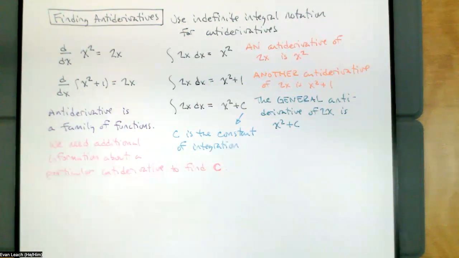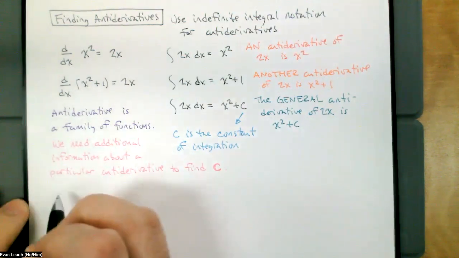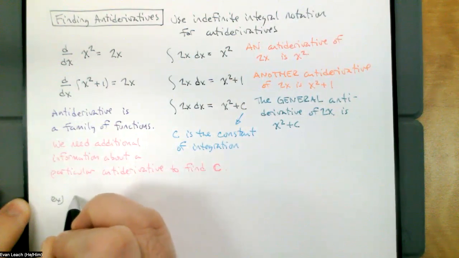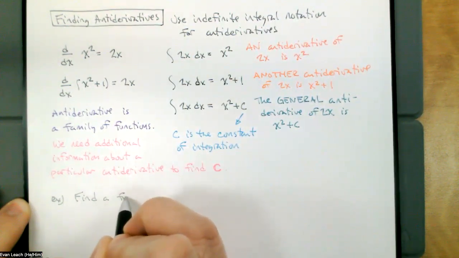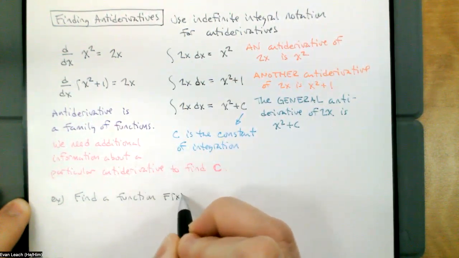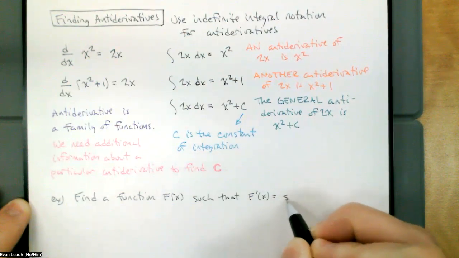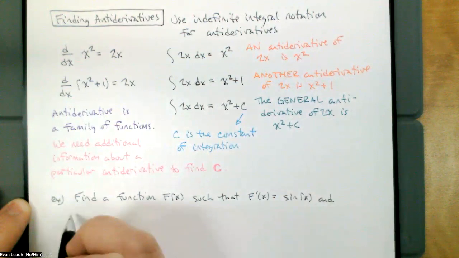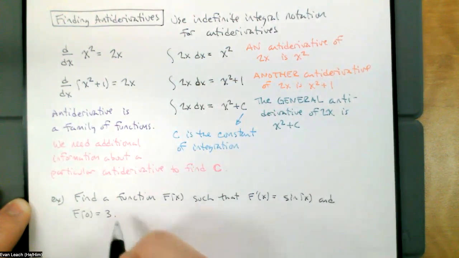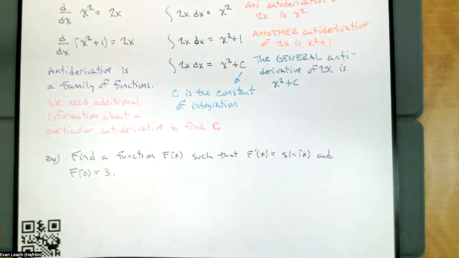So let's do an example. Here I've offered a description of a function. Find a function capital F of x such that capital F prime is sine x and capital F evaluated at 0 is 3. So I've given you 2 pieces of information because I want you to find 2 things.